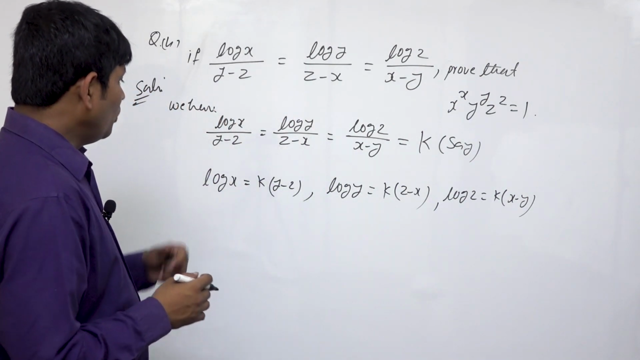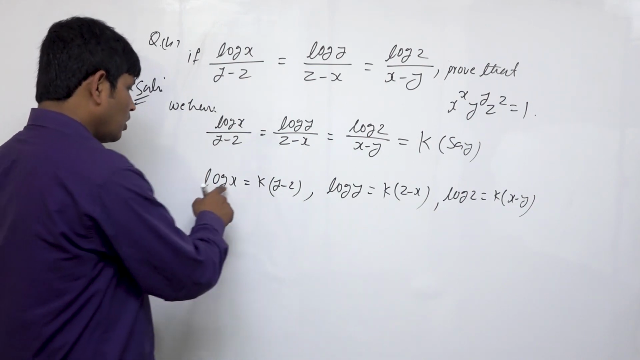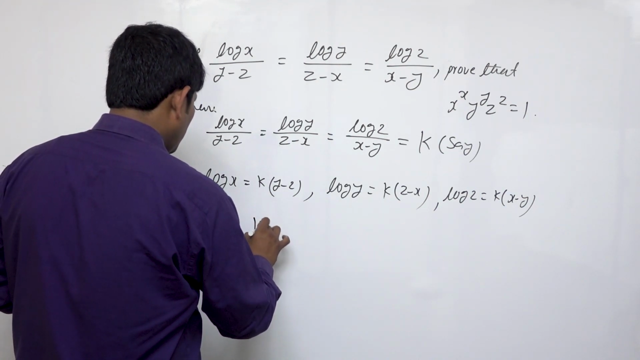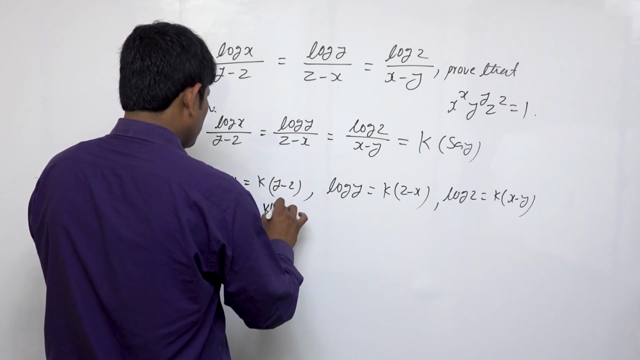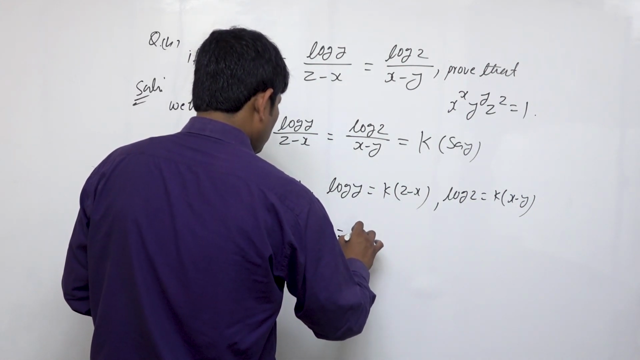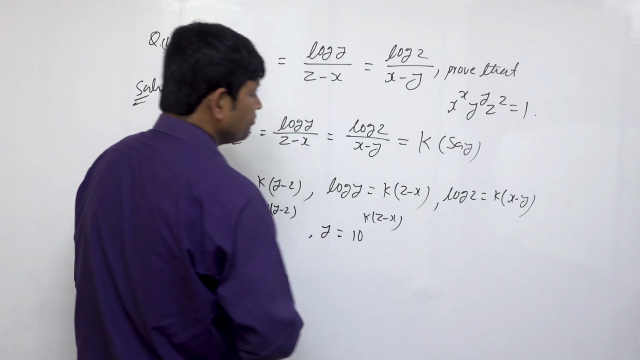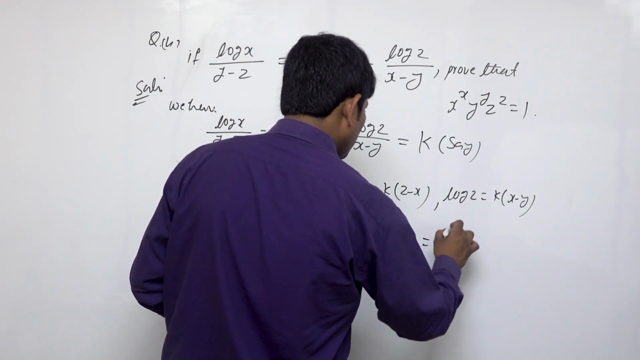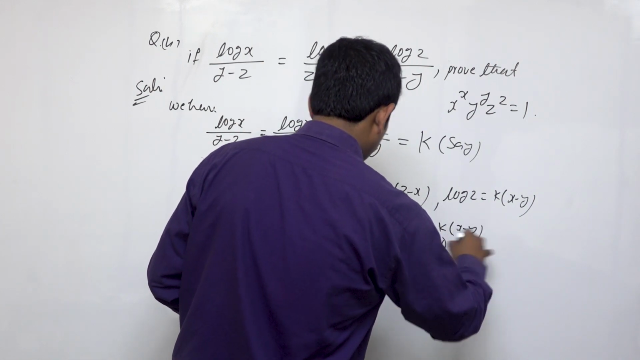Log x is equal to this. We know that, what is their base? The base is 10. So log x is equal to this. So what we can write? x is equal to 10 to the power k times y minus z. This y is equal to 10 to the power k times z minus x. And this z is equal to 10 to the power k times x minus y.